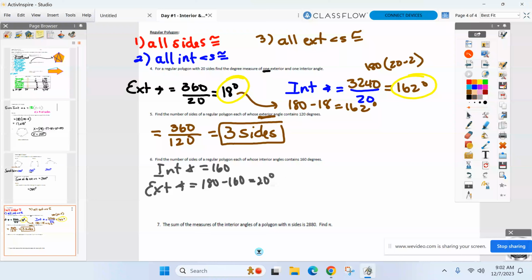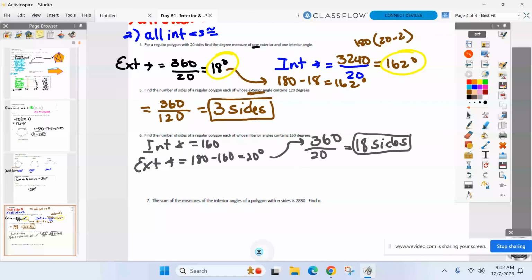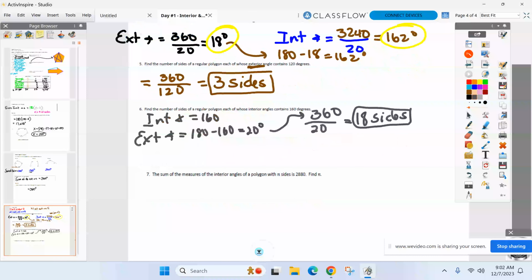And why do we love working with exterior angles? We know what they all add up to. 360 divided by 20. How many 20-degree angles are in 360? 18. So this is an 18-sided figure. So if you can deal with exterior angles on tonight's homework, deal with them. And then number 7, I heard a lot of good conversation on number 7.